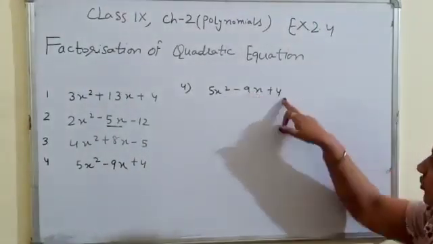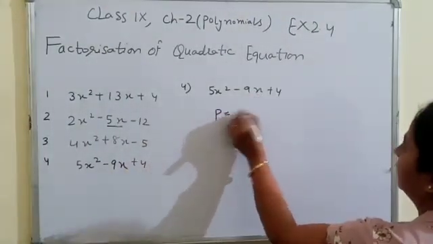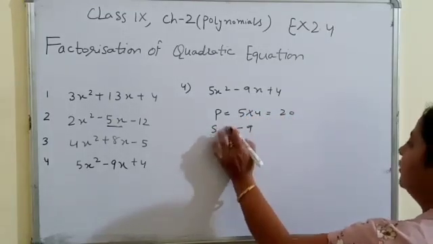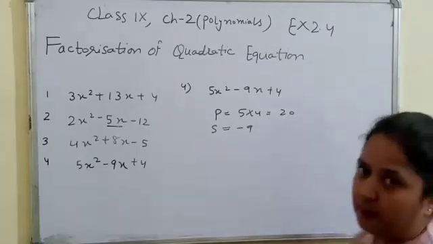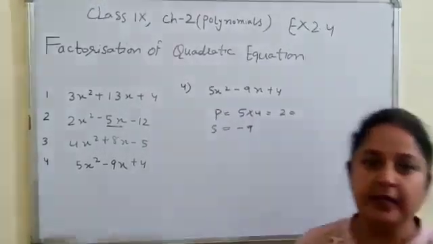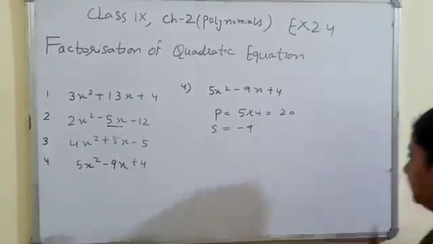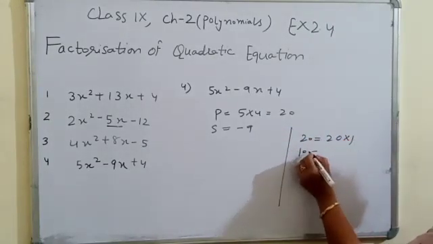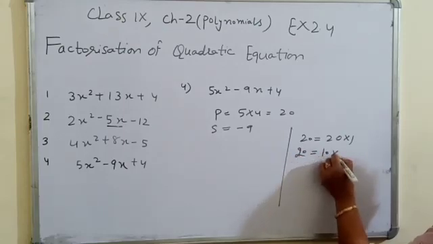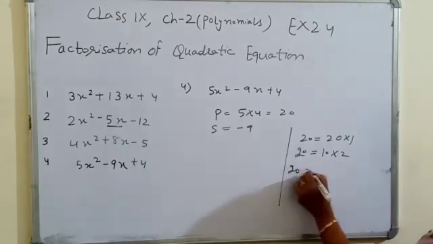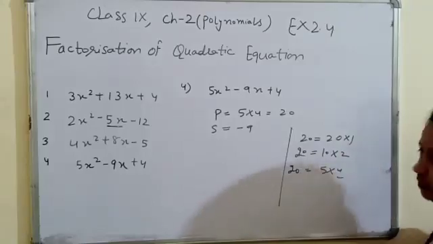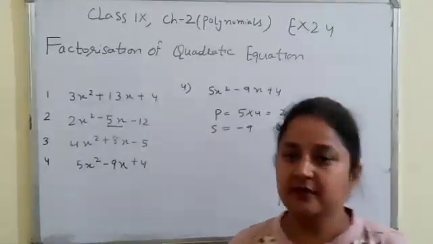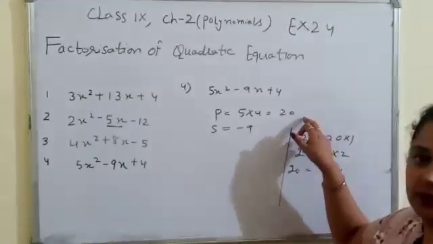5x square minus 9x plus 4. Their product is 5 into 4, that is 20, and their sum is minus 9. It means we have to split 20 into two numbers so that the product is positive 20 and the sum is minus 9. So let's see which factors we can make for 20. 20 and 1, 10 and 2, 5 and 4. You know it very well. We have to take both factors in the negative form so that their sum is negative but their product is positive.